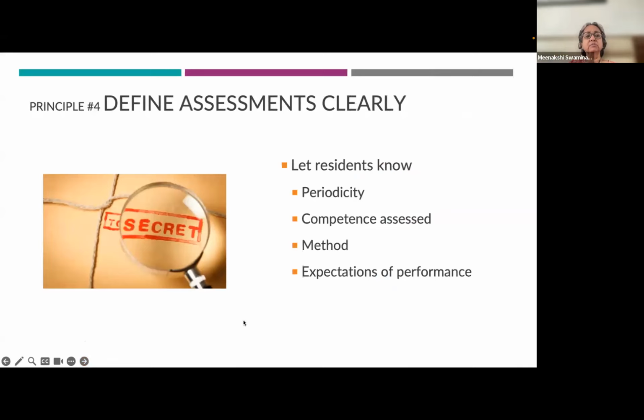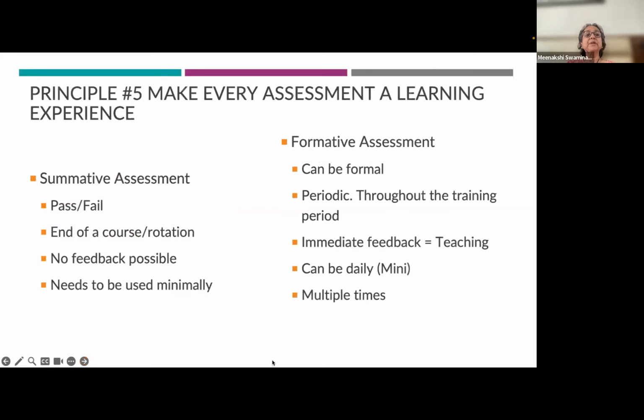Principle number 4. Define the assessments clearly. Let the residents know ahead of time how often or how frequently they will be assessed, what is the competence that they will be assessed on, the method that will be used, and what your expectations of performance of competence are. Principle number 5. Make every assessment a learning experience.